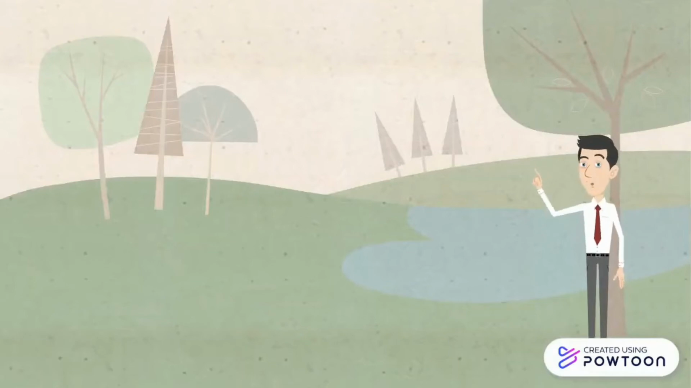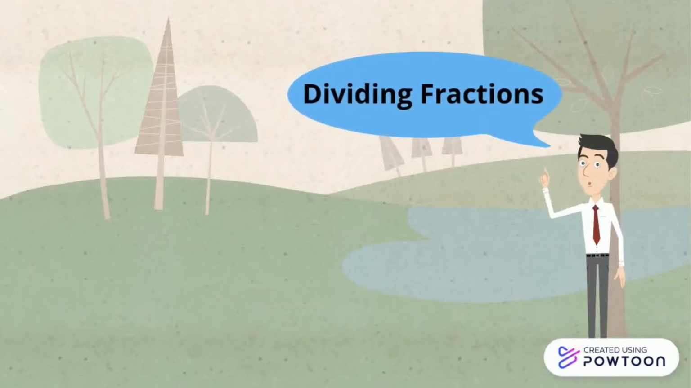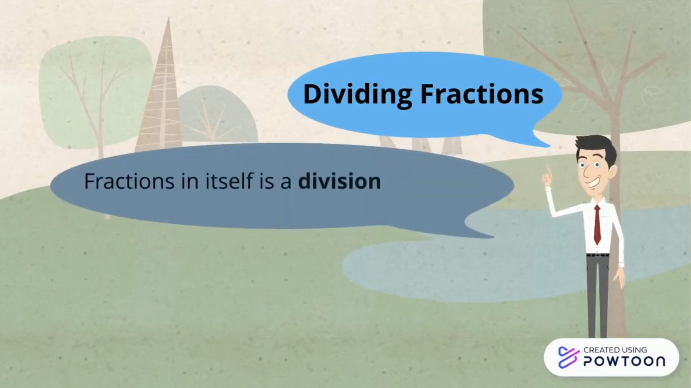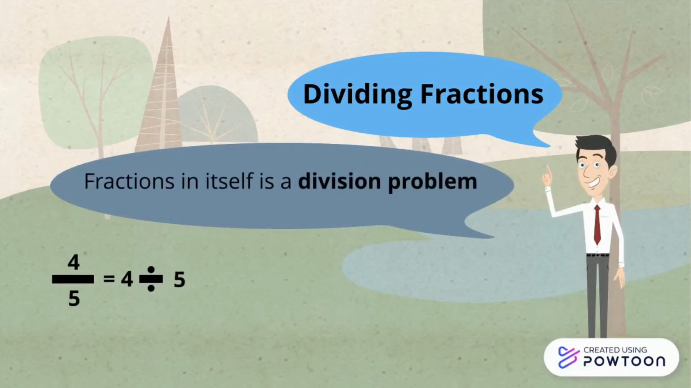Next, let's talk about dividing fractions. To divide a fraction, first we have to understand that a fraction in itself is a division problem. For example, 4 over 5 is 4 divided by 5, and 1 over 2 is 1 divided by 2.